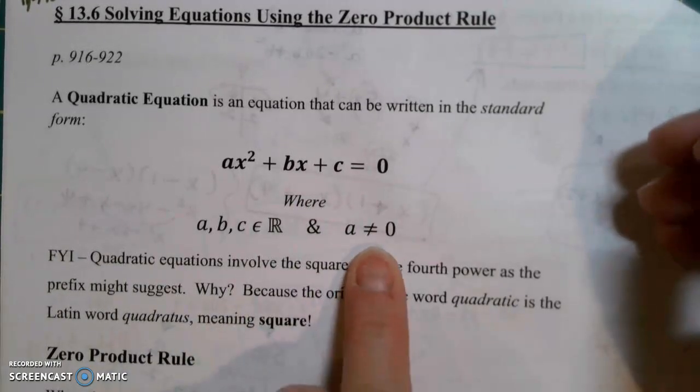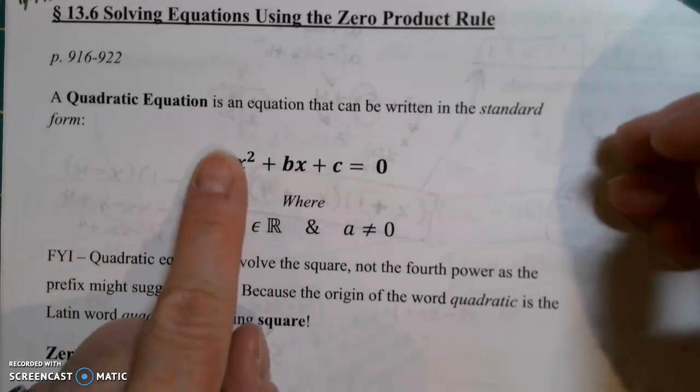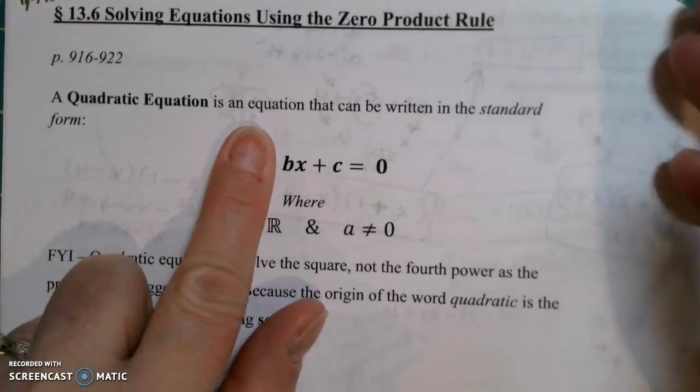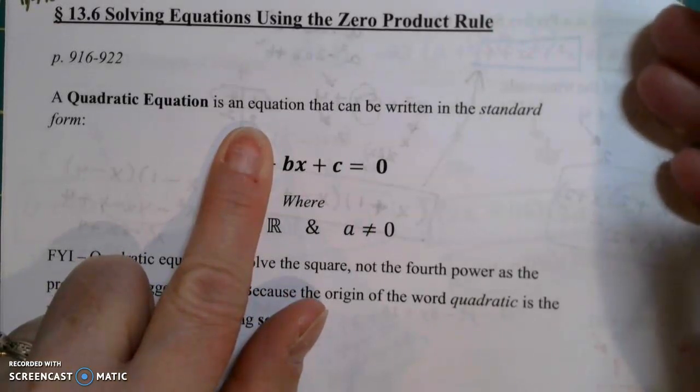So notice that a can't be 0. If that coefficient of x squared was 0, then this would become a linear equation. It's not a quadratic equation anymore because it only has an exponent of 1.